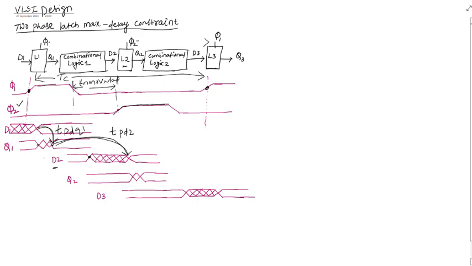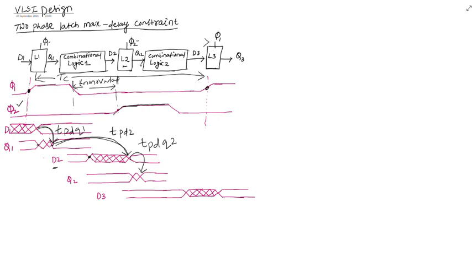Again this D2 will be given as input to latch L2, which will be active in the positive level of the clock phi 2. Phi 2 is positive here, so L2 is active. Now whenever D2 is given, it will be transferred to Q2, so it will take some delay. That delay is known as TPDQ2, that means the propagation delay when the data is flowing from D to Q2.